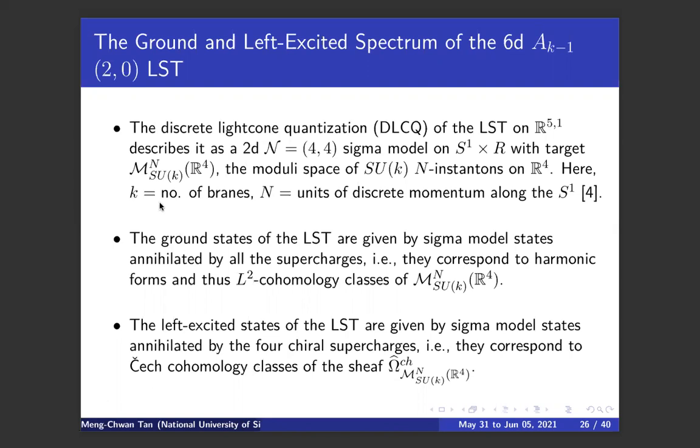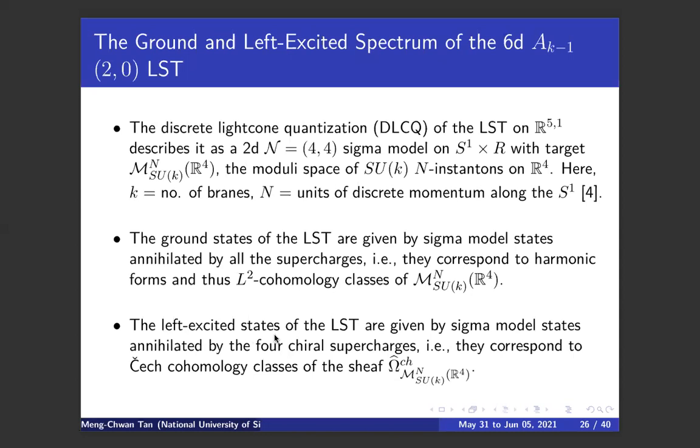And K here is the number of branes, and therefore that also tells you the rank of the gauge group of the NS5 branes. And n, the instanton number of the moduli space, is like discrete momentum along the S1 of this 2D sigma model. The ground states of the little string theory in the discrete light cone quantization are given by sigma model states annihilated by all the supercharges. This has been established. Therefore, they correspond to harmonic forms, and thus L-squared cohomology forms, of the moduli space of SU(K) instantons.